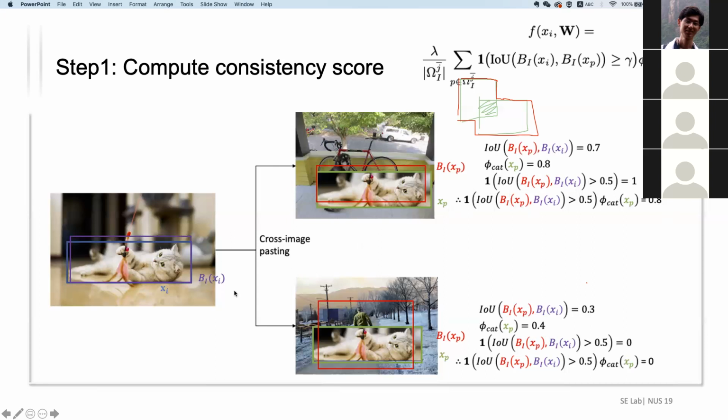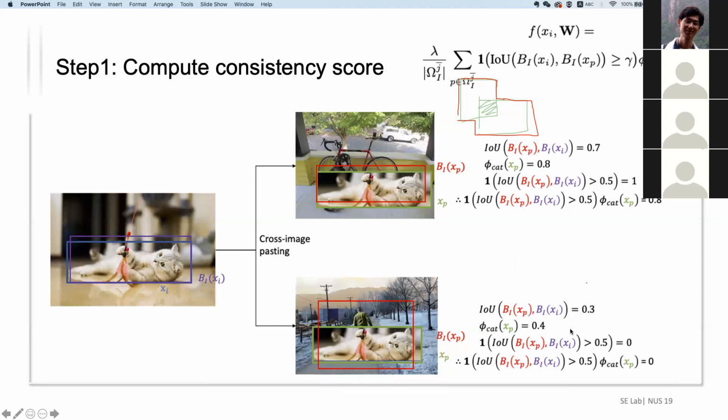When the proposal is pasted onto the second image here, you can see the IOU is only 0.3. Is that 0.5 the threshold? Yeah, the 0.5 is the threshold they use in the paper. So after applying thresholding, it is equal to 0.